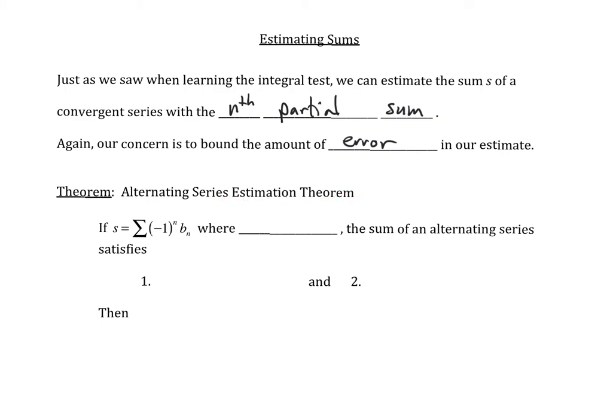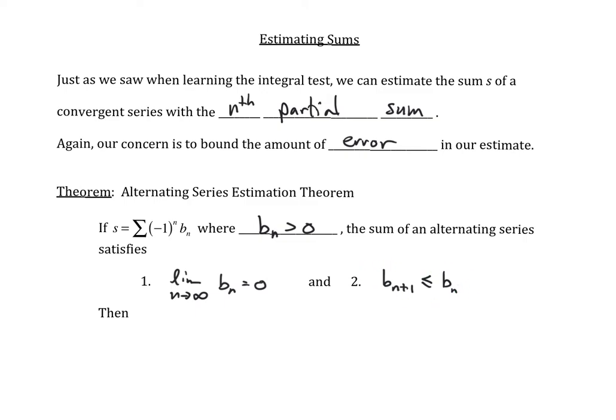Basically, if we call S equal to the actual sum of the series, where each of those Bn terms are greater than 0, the sum of the alternating series satisfies the following two conditions. We need that the limit as n goes to infinity of Bn is equal to 0, and we also need that Bn+1 is less than or equal to Bn. In other words, these are the very two conditions we have for the alternating series test.